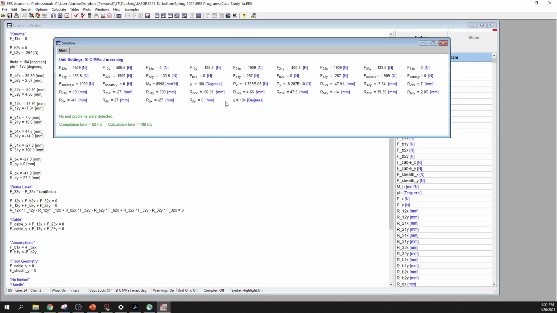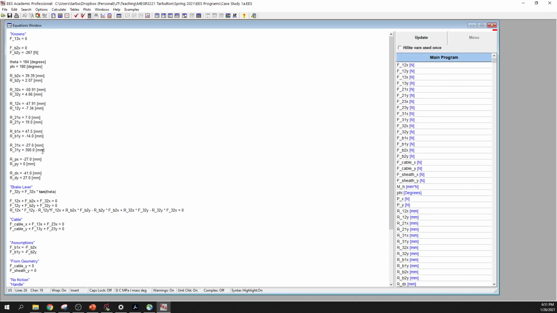Okay, so when you're working on a design, you should know what your critical components are, where the maximum loads are going to be. In this case, we have 1909. We have a moment of 9,000 and loads of like 400, and then we can see which components we think are going to fail first.